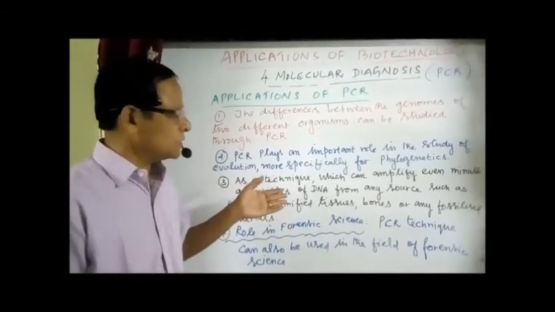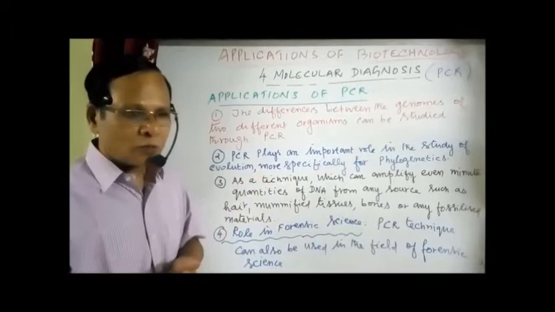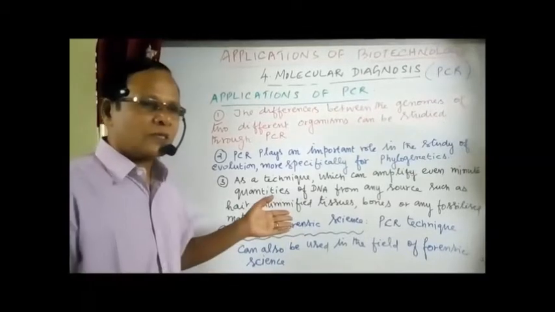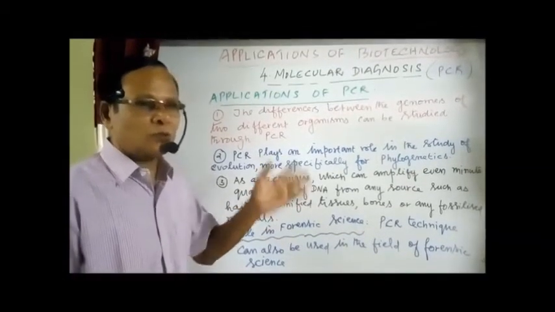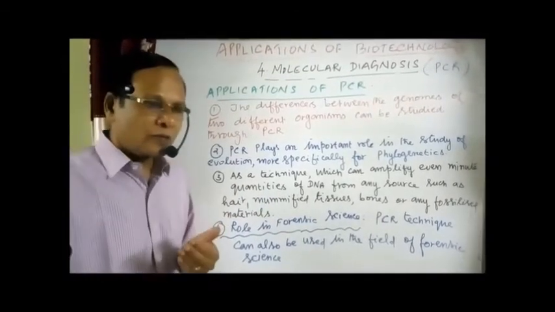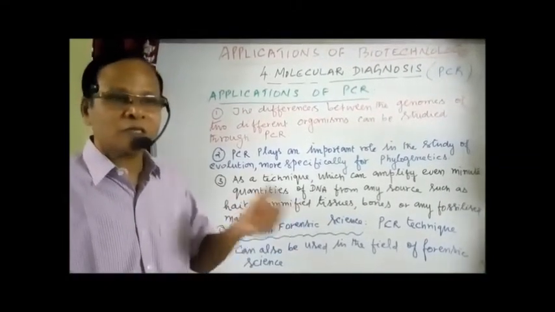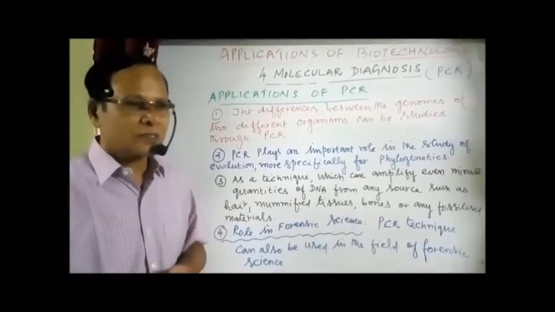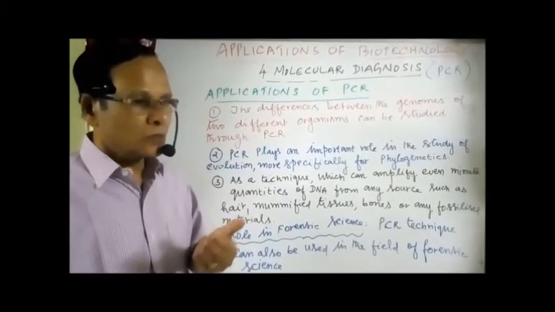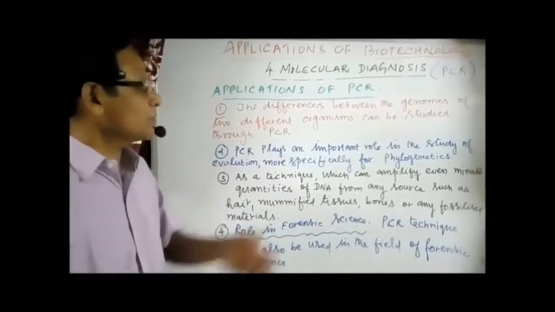I mentioned that you can do it in the case of dead cells, and also in the case of living cells, meaning the cells which have a nucleus. The nucleus only contains DNA. Now the RBCs cannot be used because they contain no nucleus and so no DNA. So a small amount of DNA is present in hair or in mummified tissues, bones or any fossilized material, by which we can find out about life on earth 200 million or 100 million years ago, the organisms which lived, by DNA analysis using DNA amplification.